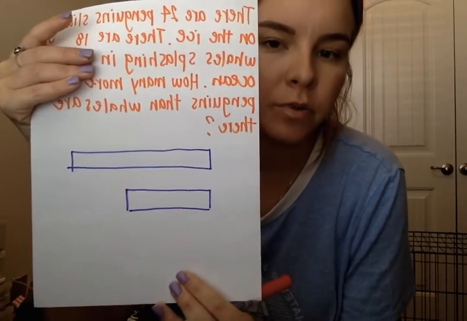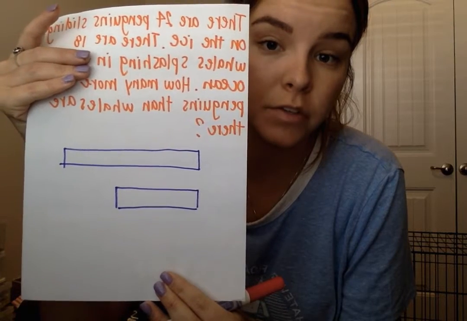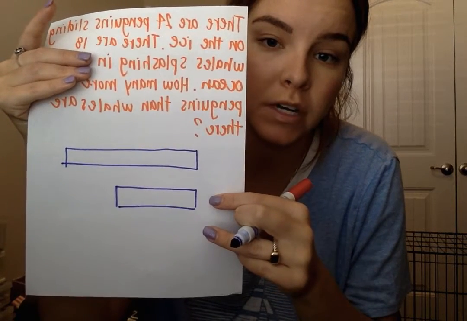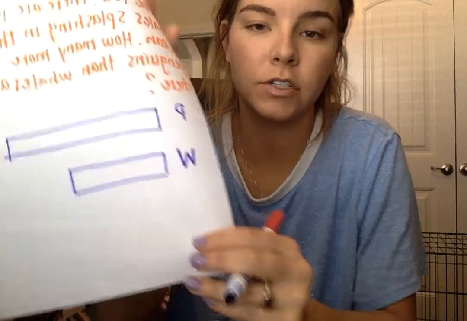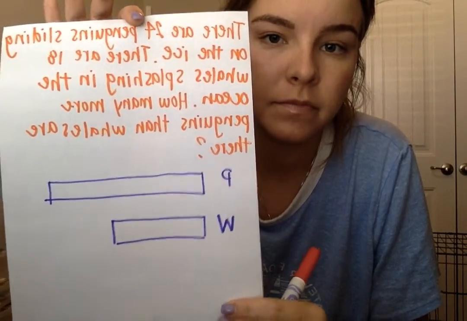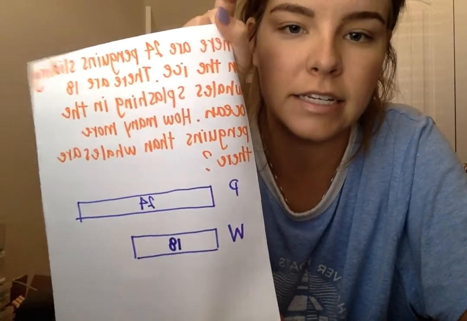So, if I'm drawing a tape diagram, I'm going to draw two. The longer one would need to be for the penguins since we know that there's more, which would mean the shorter one would have to be for the whales. So I'm going to label that with P and W, just like that. Now, it tells me how many penguins there are and how many whales there are. So in the tape diagram for penguins, I'm going to write 24. And in the tape diagram for whales, I'm going to label it 18.